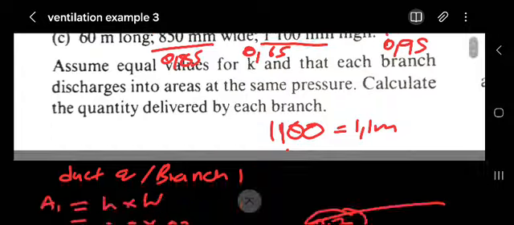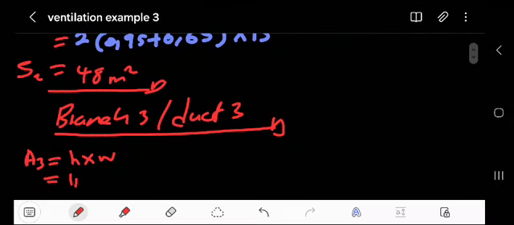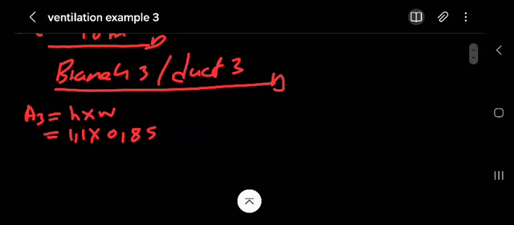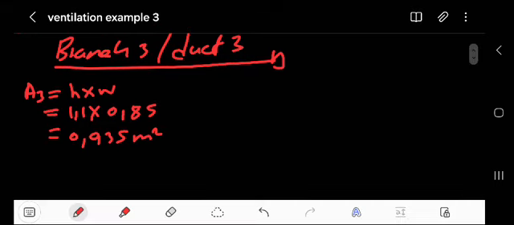Okay, 1,1 multiplied by 0,85. Right, that is an area. Then when you punch this, your area will be 0,935 meter squared, like that.